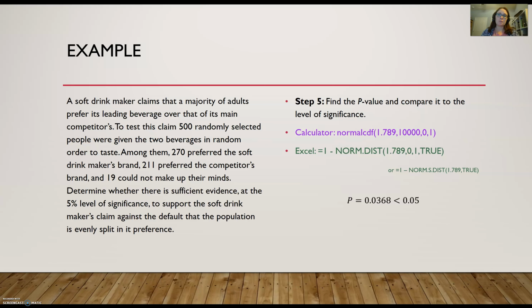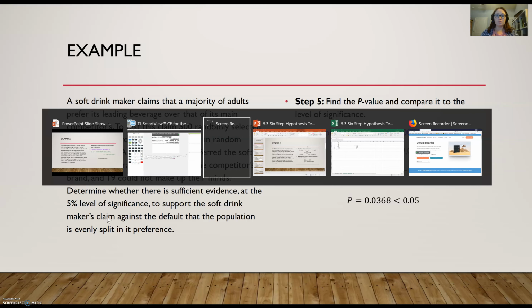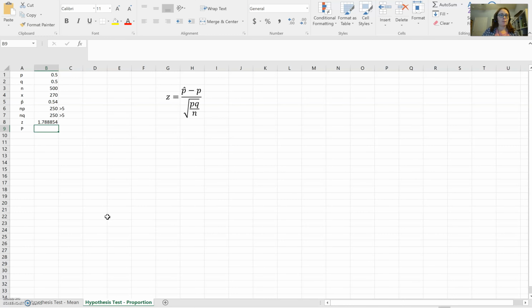In the calculator, I was able to choose a lower and upper limit. In Excel, you don't have that option. It always calculates the area to the left of whatever value you plug in. And so in order to get a right tail, I'm going to have to do 1 minus that value. So let's flip over to Excel. I've got everything set up in here. I calculated my z-score by calling the cells up here.